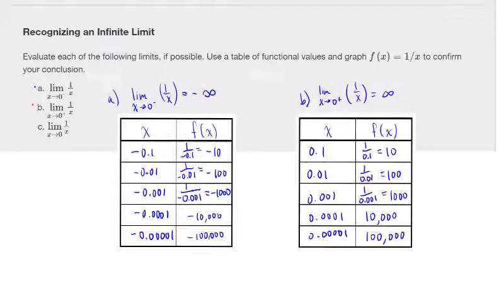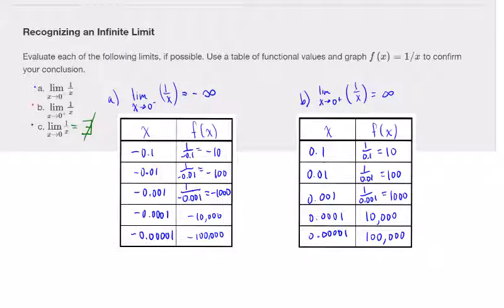So we found the limit from the left is negative infinity. The limit from the right is positive infinity. And so that means our overall limit, if they're different, is going to be DNE, right? Does not exist. And so we can write it like that, or you can write the letters D and E, either way.